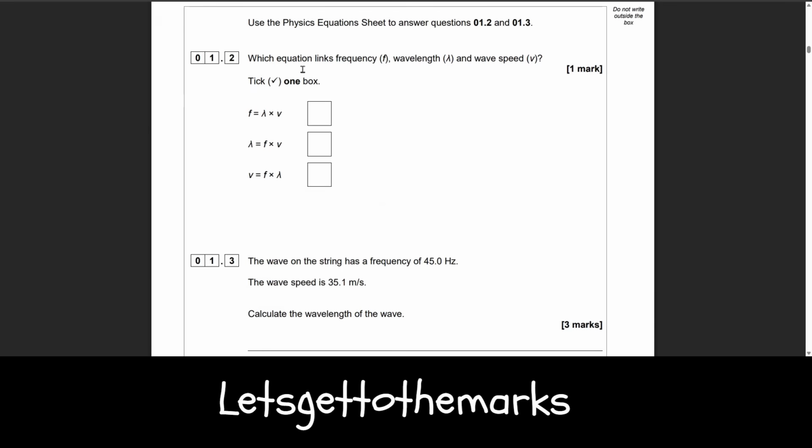Right, 1.2. Which equation links frequency, wavelength, and wave speed? You can look this up on your equation sheet, so this is a free mark, absolute bonus. See if you can have a go from your memory. Okay, I'm going to go through the correct answer.